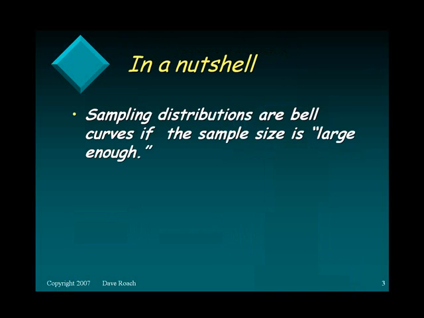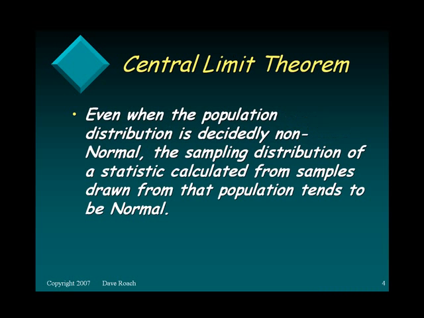Well, one of the things we're going to talk about is sampling distributions, which are just a distribution of sample statistics. And those are bell curves if we just take a sample size that's large enough. We'll talk a lot more about this as we go through this presentation, but there's the basic idea. We're going to have bell curves if the sample size is large enough, even when the population is not normal. So now think about that. We're going to have a sampling distribution that's a bell curve. We're going to be able to use z-values even when the population is not a normal distribution.